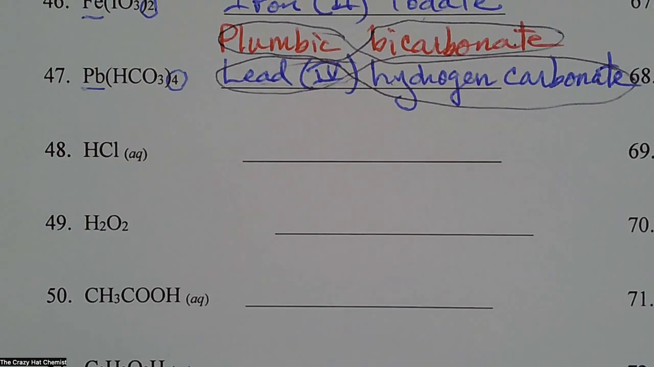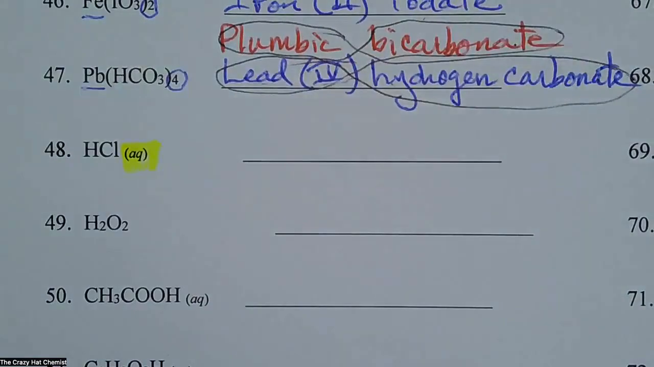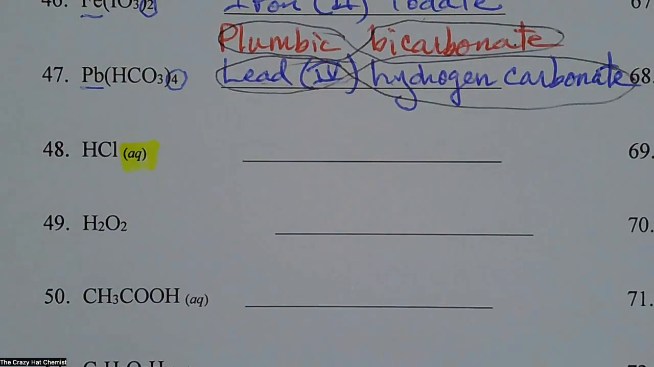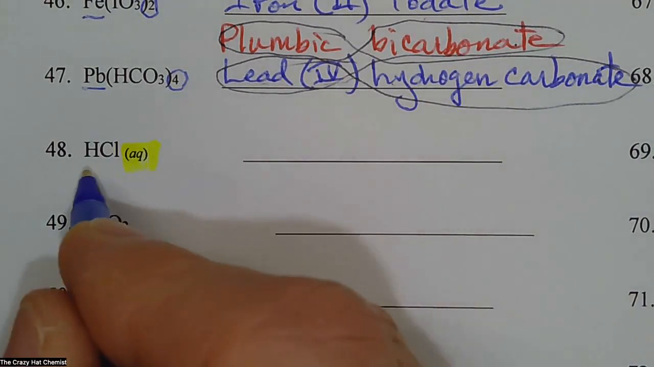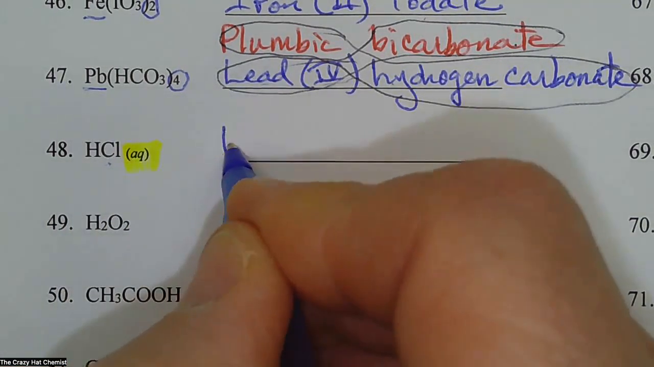I'll just leave that up there for a little bit. And then HCl. Now, this is a binary non-metal acid, so it's absolutely essential that you have this AQ here. If you don't have that AQ here, that is going to be a problem. Okay, so that AQ there is essential. And this is hydro root word ic acid.